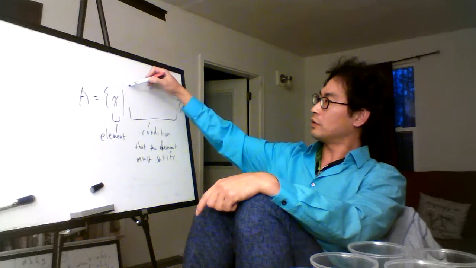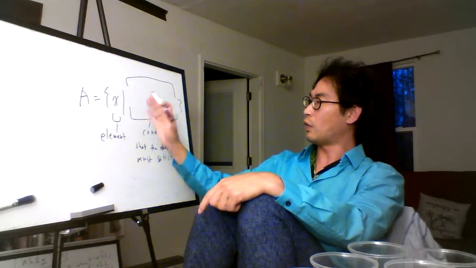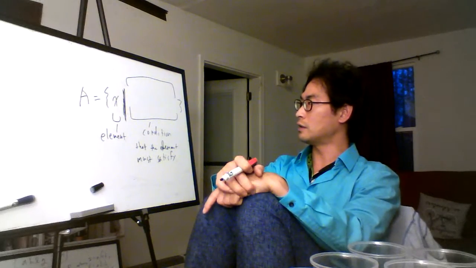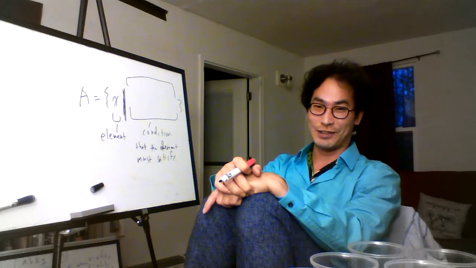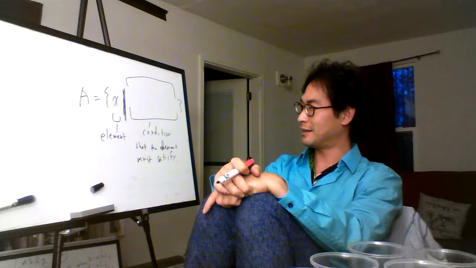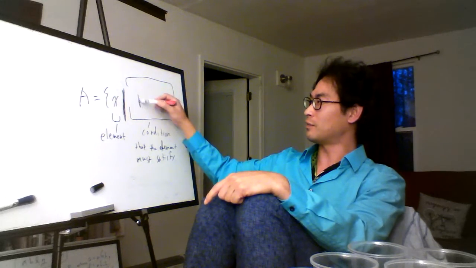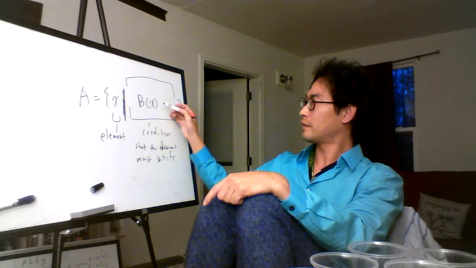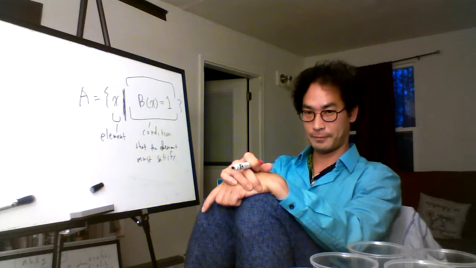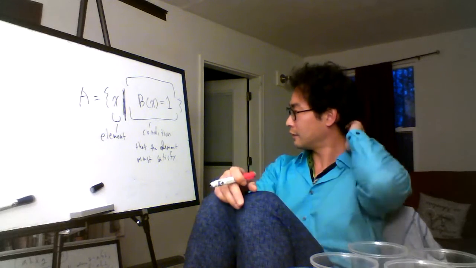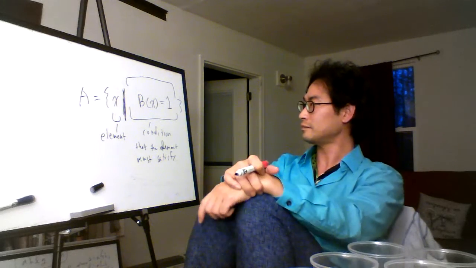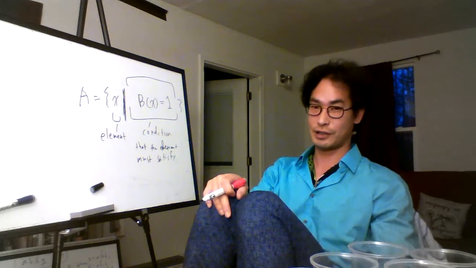So the part here that goes on the right side of this bar in the traditional definition of a set is a Boolean function. It has to be a Boolean function, okay? So yeah, Boolean function b of x. It has to be true. Propositional logic.